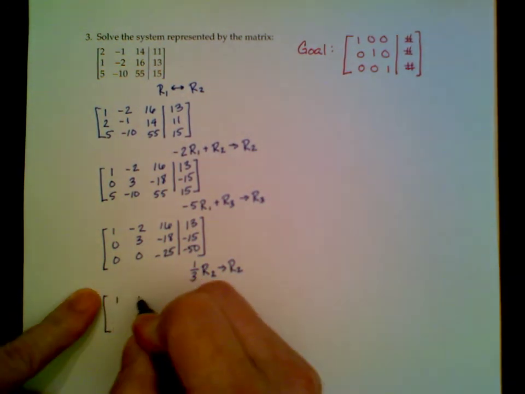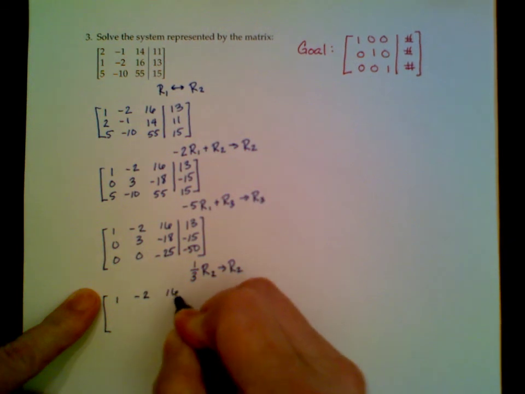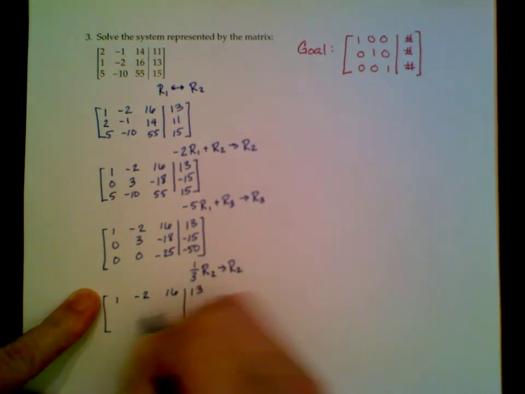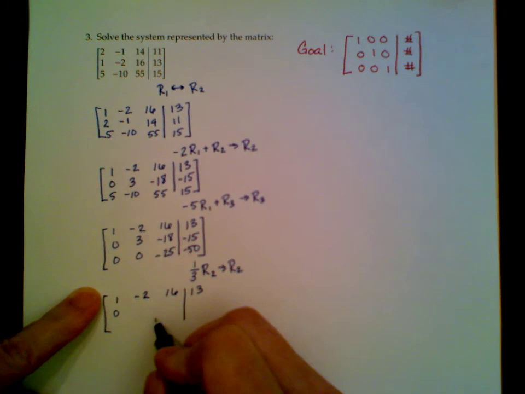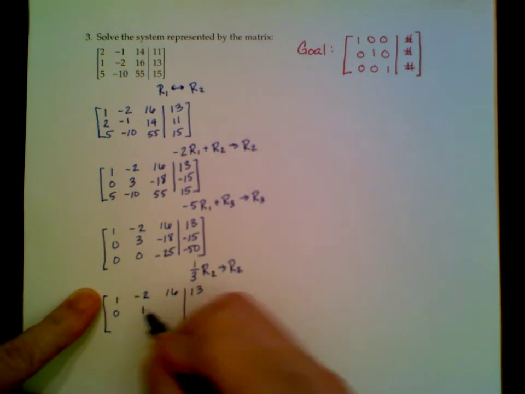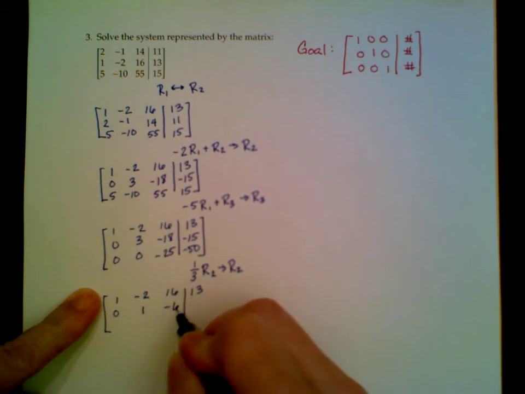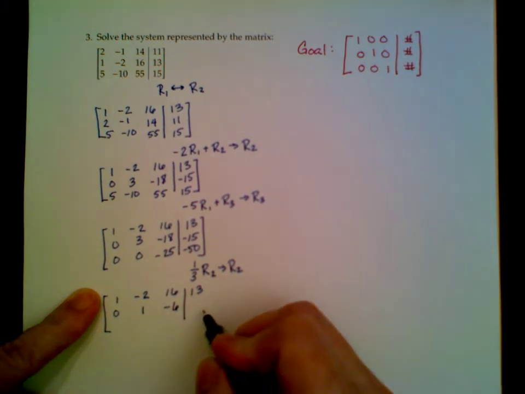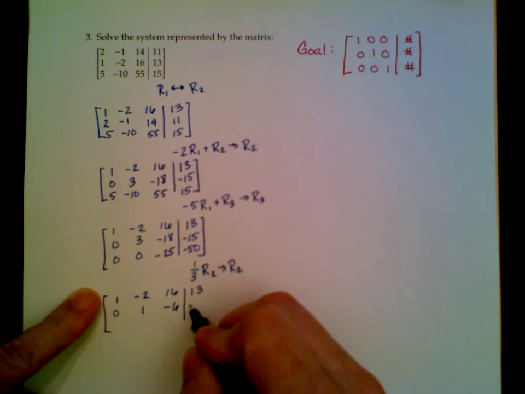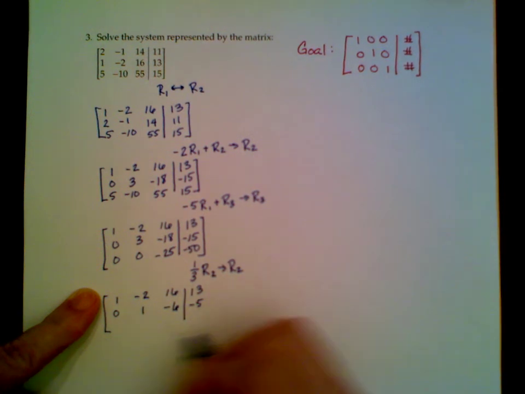So I'm going to recopy row 1 and multiply everything in here by 1/3. So 3 times 1/3 is 1. Negative 18 times 1/3 is negative 6. Negative 15 times 1/3 is negative 5. And then row 3 stays exactly like it is.